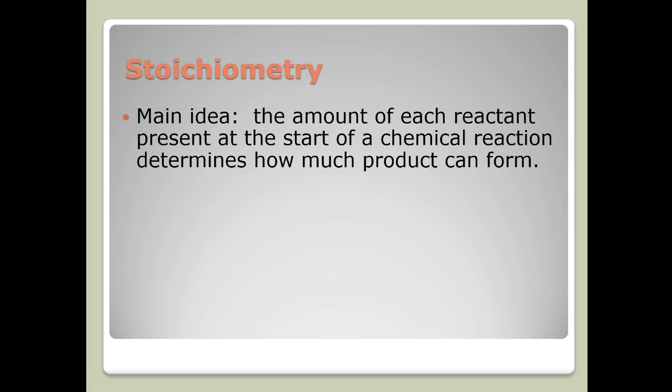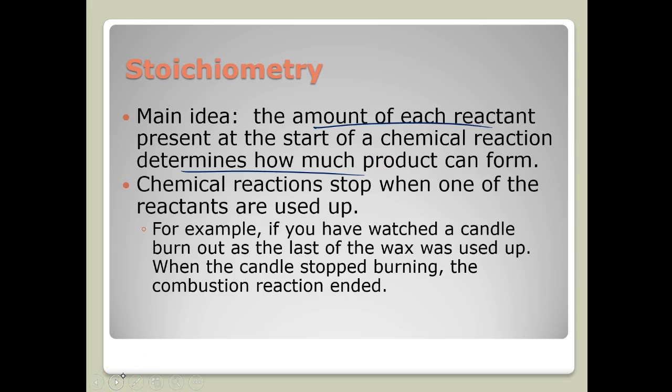So if you're making chocolate chip cookies and you have half a bag of chocolate chips, then you're not going to be able to make the entire batch of chocolate chip cookies according to the recipe. Same idea here. The amount of each reactant you have determines how much product you're going to get at the end. Okay, and chemical reactions stop when one of the reactants is used up. So if you've watched a candle burn out, when the wax is gone, it stops burning and the combustion reaction ends. If you're trying to make chocolate chip cookies and you run out of chocolate chips, well then you've got no more chocolate chip cookies. So it's pretty much that simple.